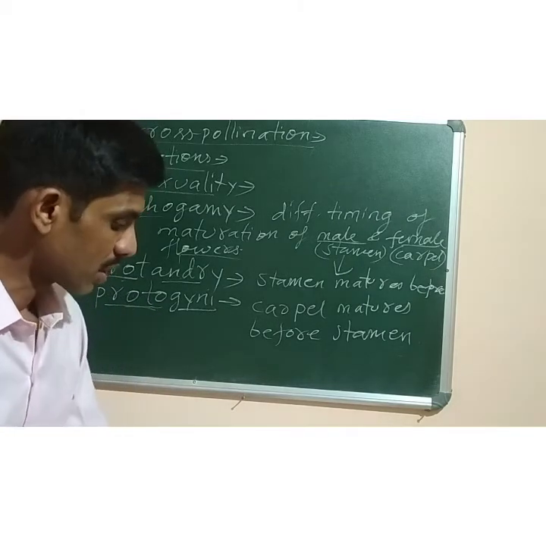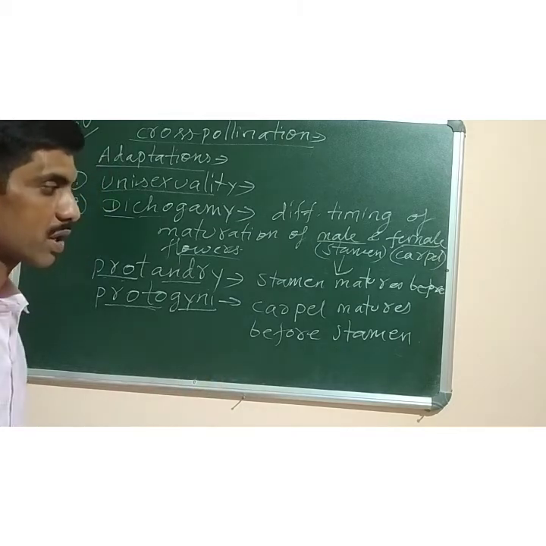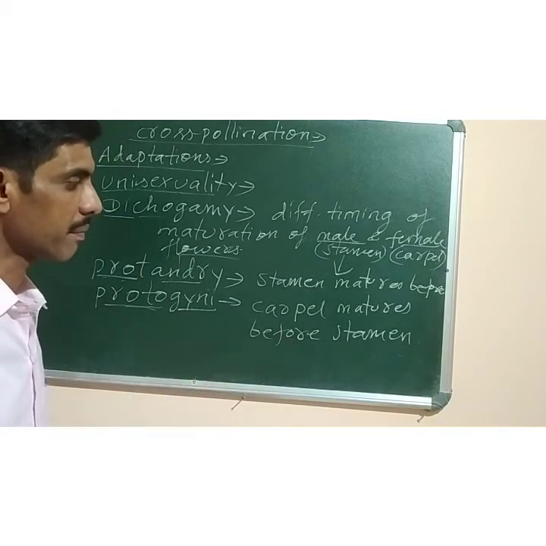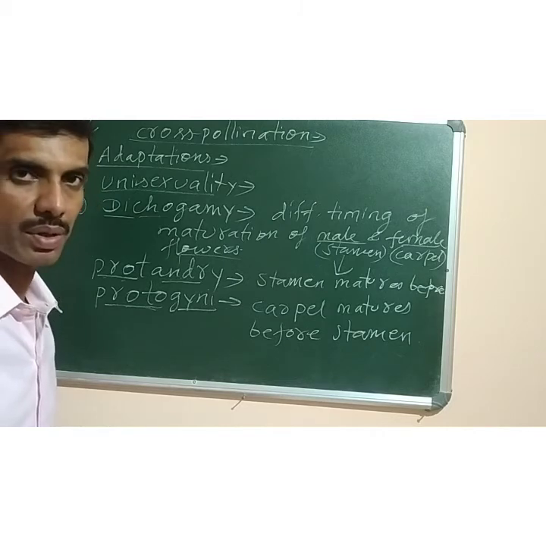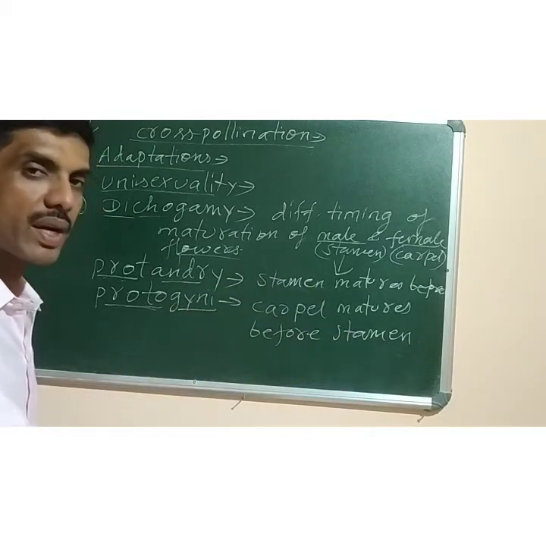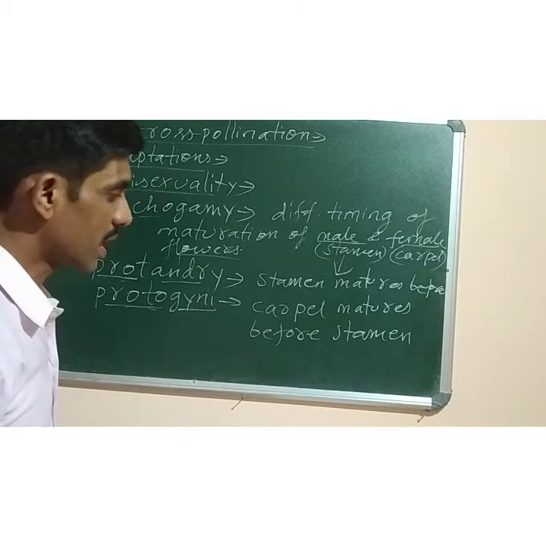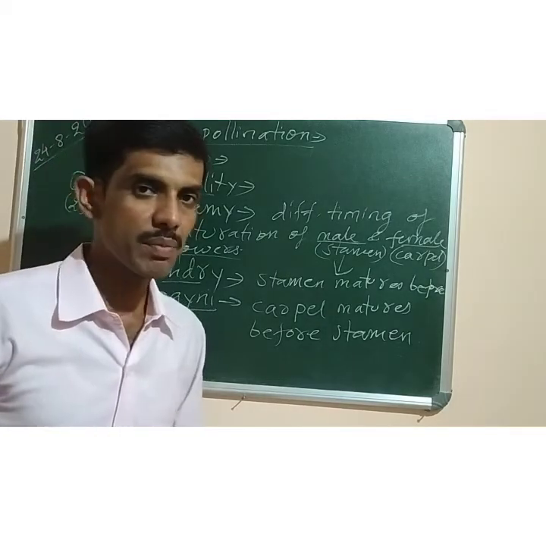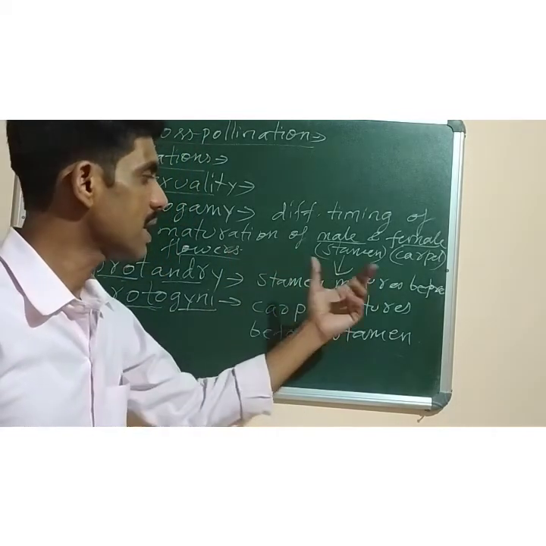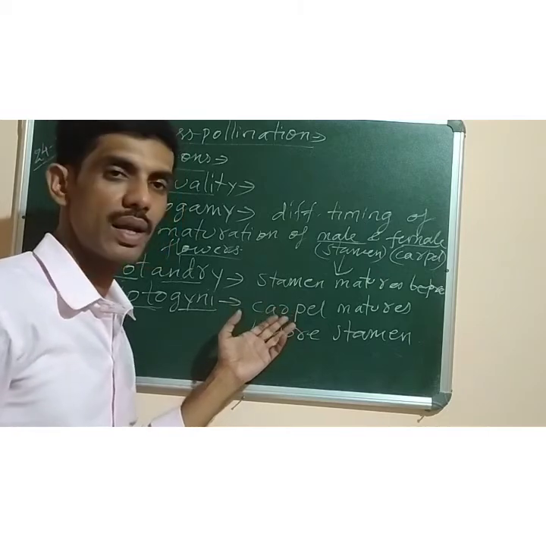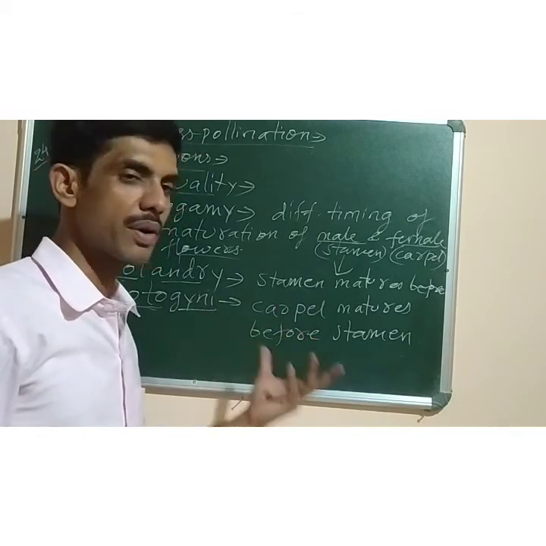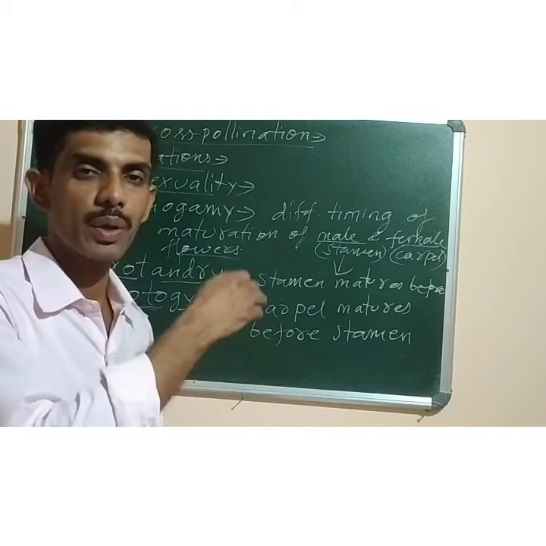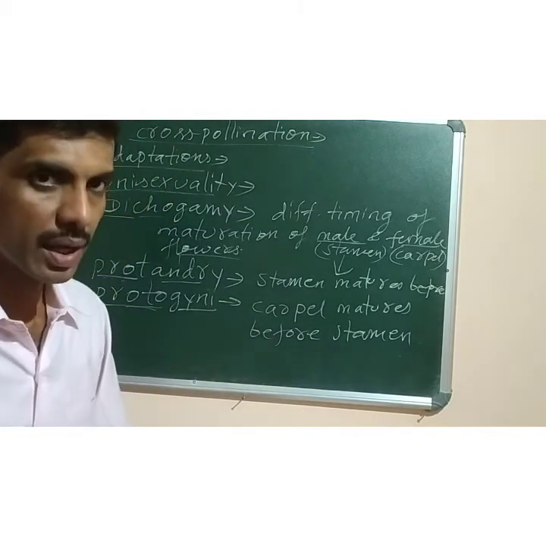Okay? So it is one of the advantages for cross-pollination that a flower is there in which the stamen is mature but carpel is not mature. It means they have to depend on the other flower to get those pollens. Similarly, if the carpel is mature earlier, that is the female part is ready, but the male part is not ready in that flower, it means they have to depend on the pollens from other flowers.